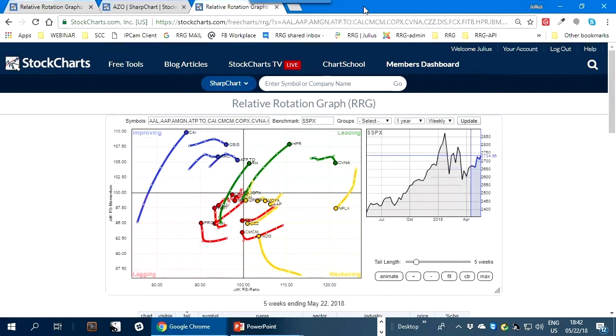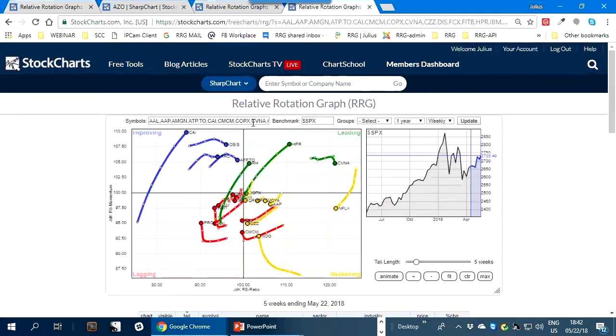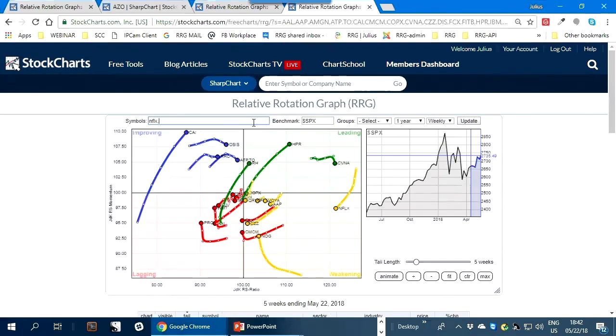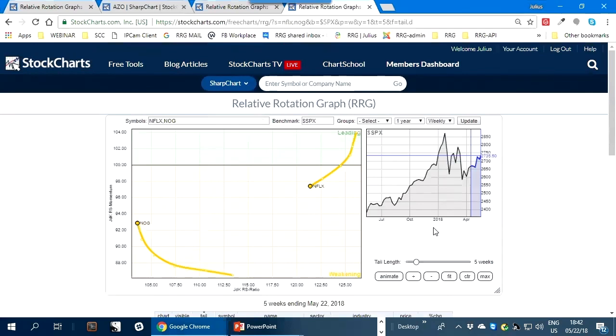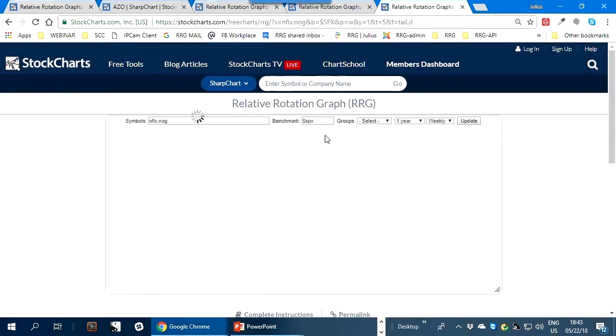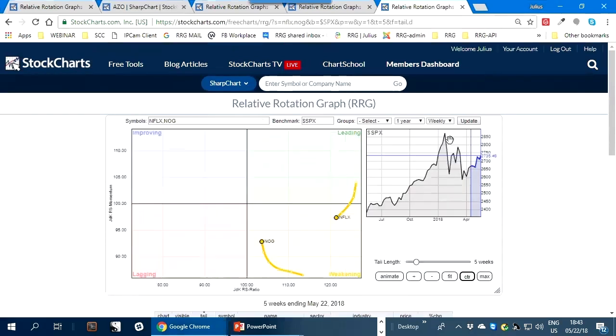Okay. So we can quickly do that because there are such nice little tricks. If I duplicate this one here, I get the weekly, and we're looking at NFLX, and we're looking at NOG. So now we have an RRG just for these two stocks. Let's center it. So we have it there, and then I do another duplication, and I center it. And this one is my daily. I update.